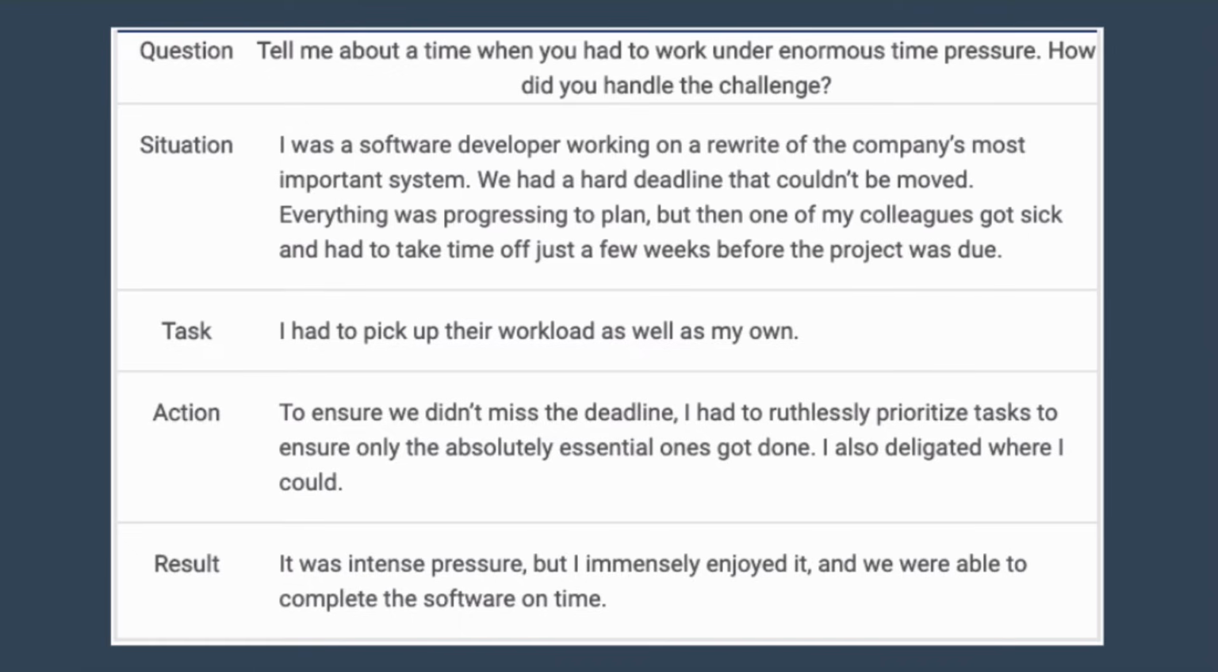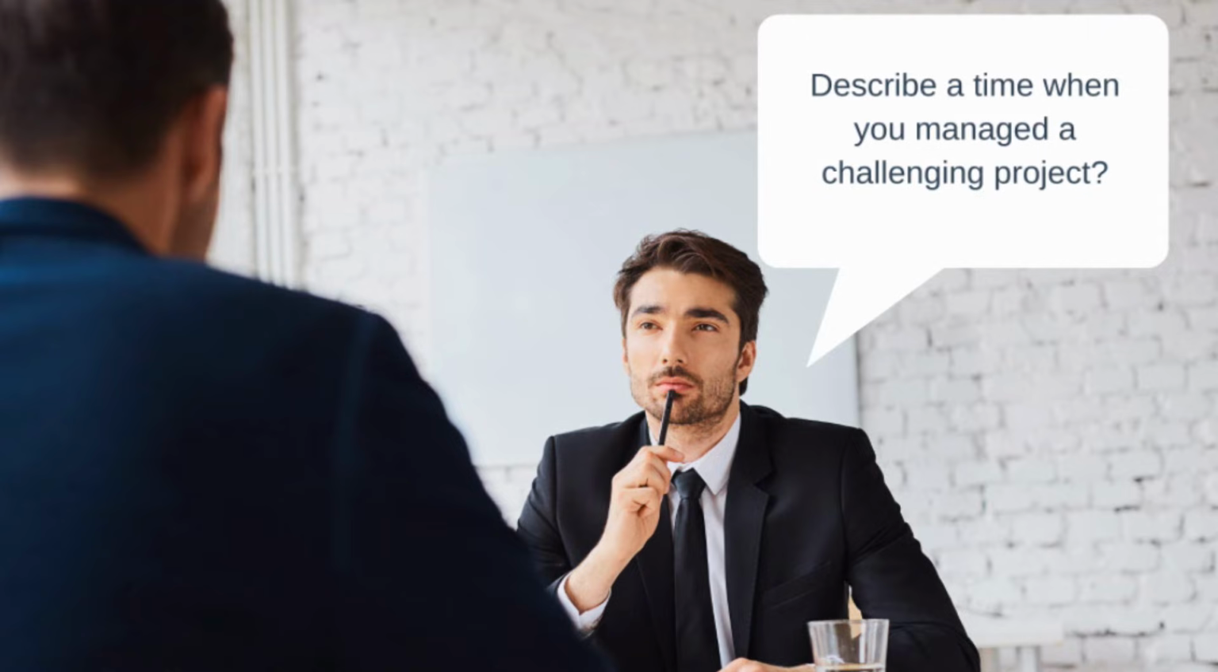So what was the result? Well, it was intense pressure, but I immensely enjoyed it, and we were able to complete the software on time. So as you can see, this type of question, without using the STAR method, could lead to you giving a really vague and waffly answer, but the STAR method helps keep it focused on the action you took and the results you achieved. Let's take a look at another example.